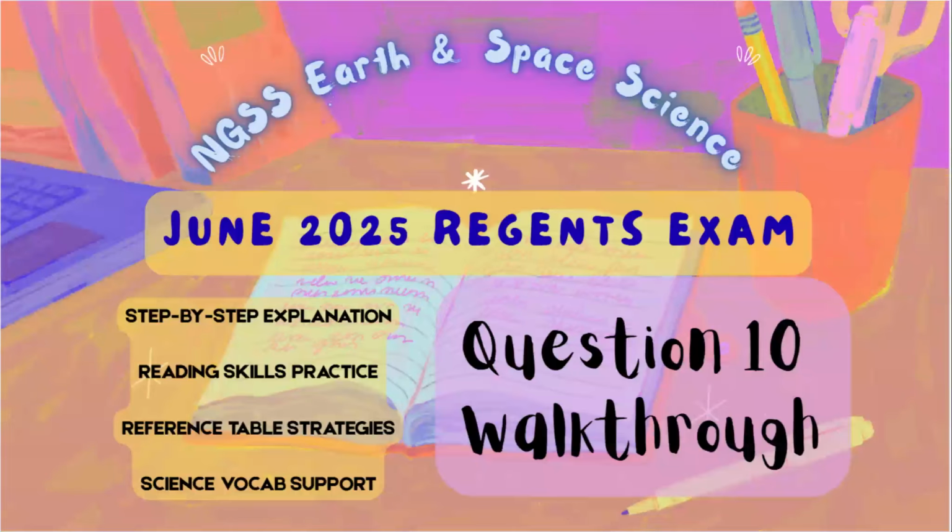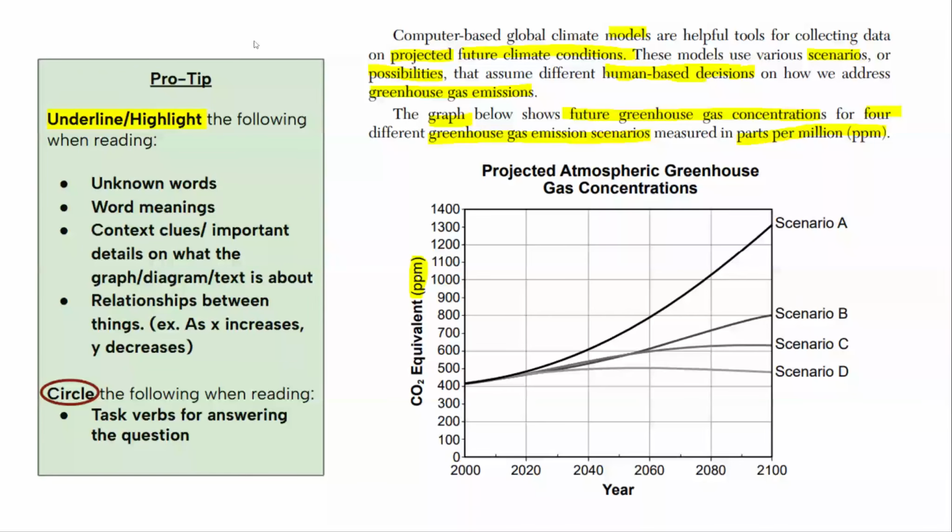Hi everyone. Today we're going to talk about question 10 of the June 2025 Earth and Space Science Regents exam. So let's get started. As always, underline or highlight any unknown words, word meanings, context clues, important details, relationships between things, and circle any task verbs for answering the question.